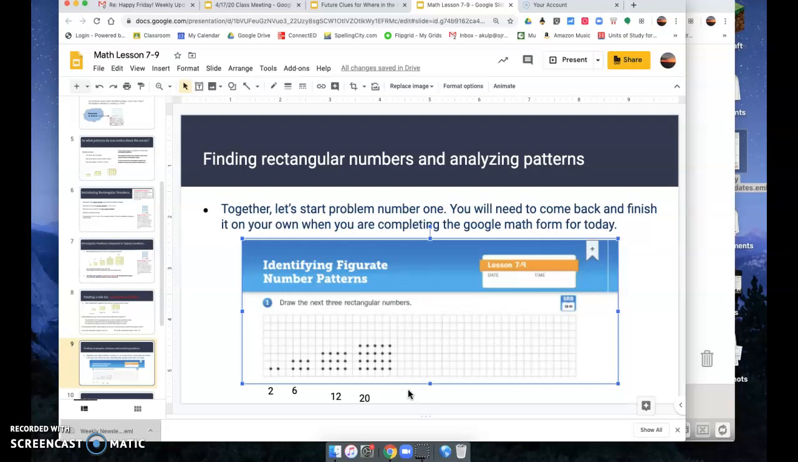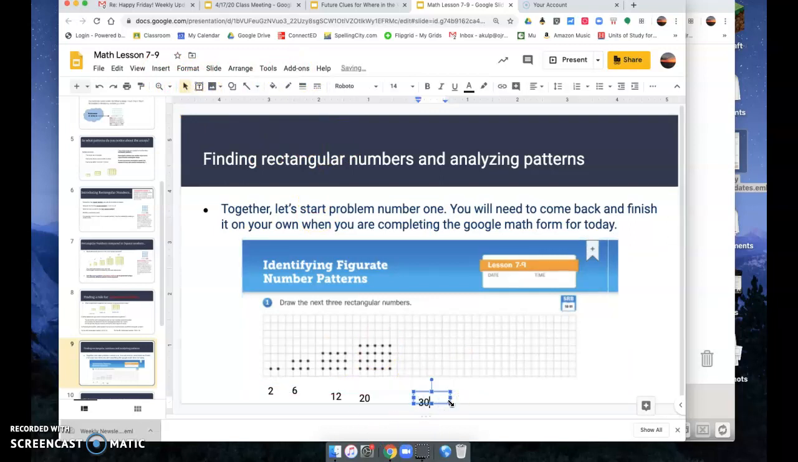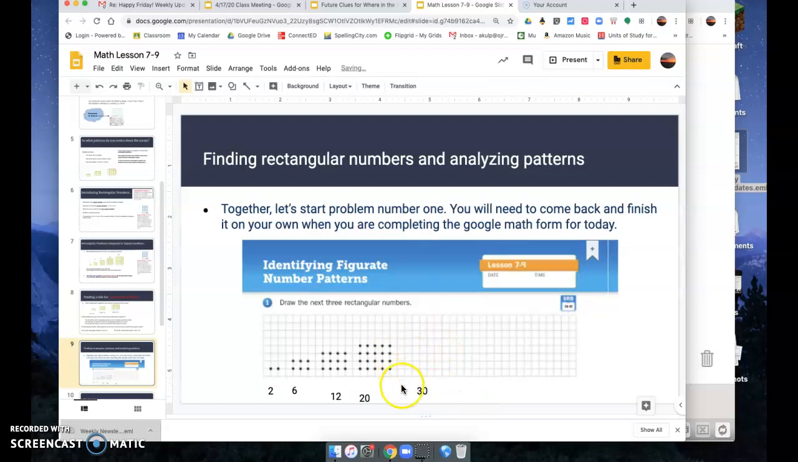So what we need to do here to draw the next 3 rectangular numbers, to draw the fifth one, is make a 5 by 6 array with 30 dots total. Okay, so the fifth rectangular number is 30, and we'll make our array of 5 by 6. Notice those 2 factors again are 2 counting numbers in order. So we should make an array here that has 30 dots in it.